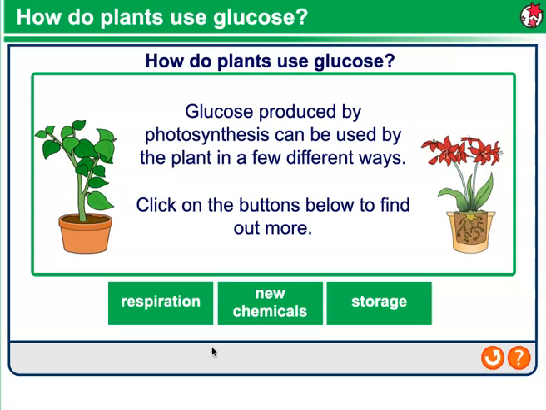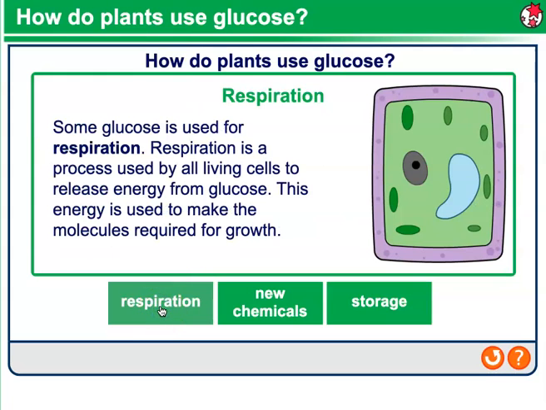So how do plants use glucose? Glucose produced by photosynthesis can be used by the plant in a variety of ways. Respiration. Some glucose is used for respiration. Respiration is a process used by all living things to release energy from glucose. This energy is used to make the molecules required for growth.